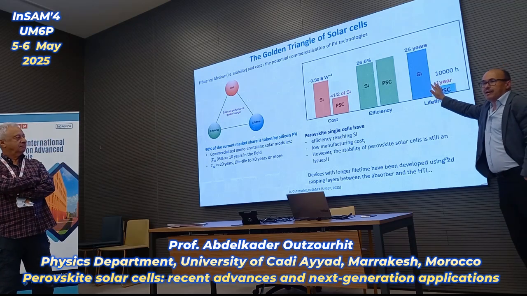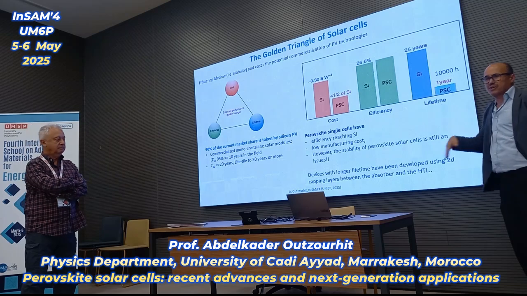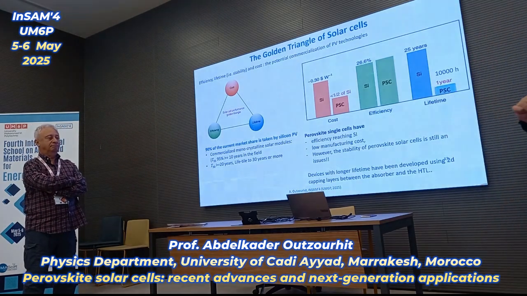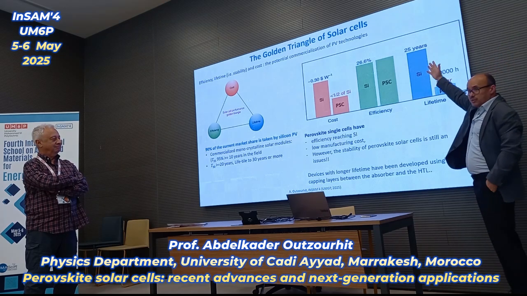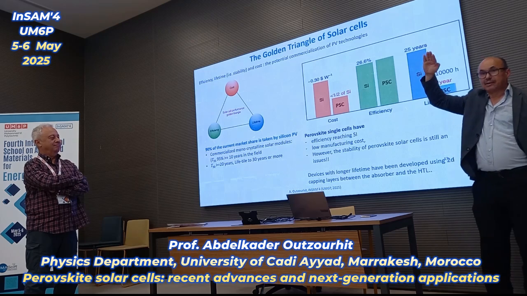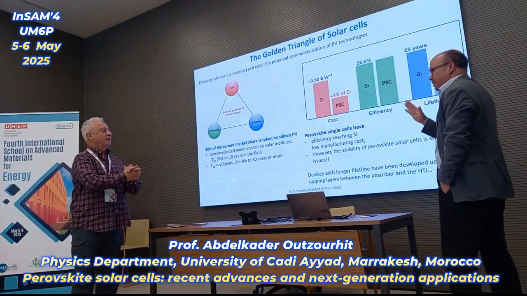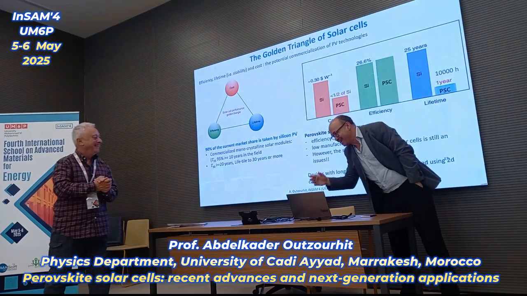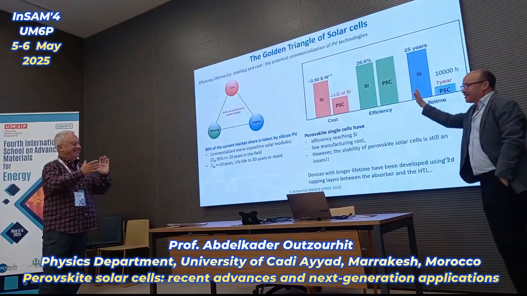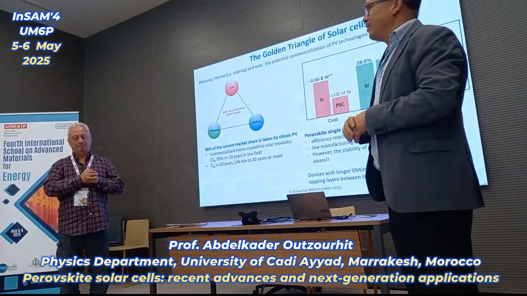Some cells with 10,000 hours of lifetime have already been produced, but this should be pushed further, because for silicon you get a warranty for at least 25 years. That means your efficiency will decrease by 20% over 25 years. Your time is finishing? Okay, anyway. But what they said about the stability is also valid for perovskites.